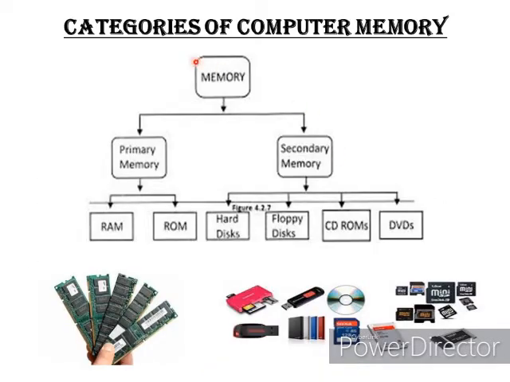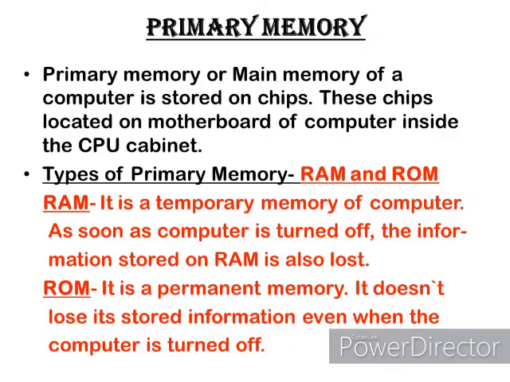Now, categories of memory. Memory is categorized into two parts, primary memory and secondary memory. In primary memory, RAM and ROM are there, and secondary memory includes hard disk, floppy disk, CD-ROM or DVD. Look at the picture, this is the primary memory and these all are the secondary memory. Primary memory or main memory of the computer is stored on chips. These chips are located on the motherboard of the computer inside the CPU cabinet. Two types of primary memory are there, RAM and ROM.